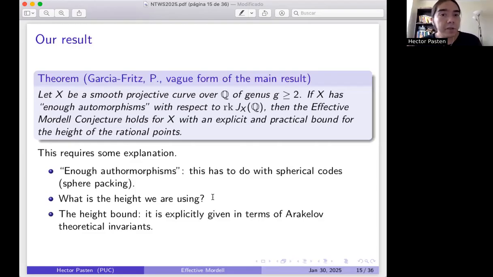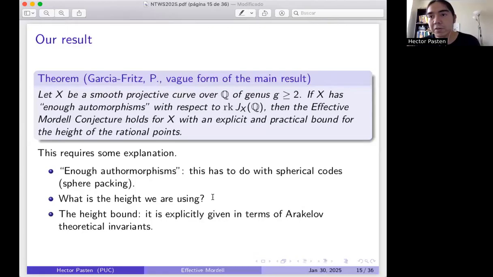You take a smooth projective curve over the rational numbers of genus at least 2. If the curve has enough automorphisms with respect to the rank of the Jacobian, then the effective Mordell conjecture holds, and we get an explicit and practical bound for the height of the rational points.